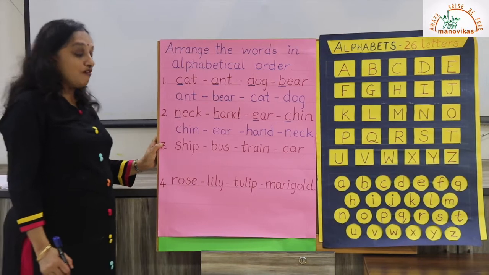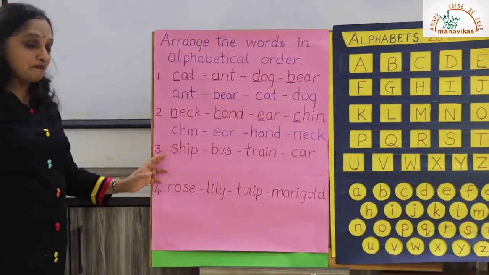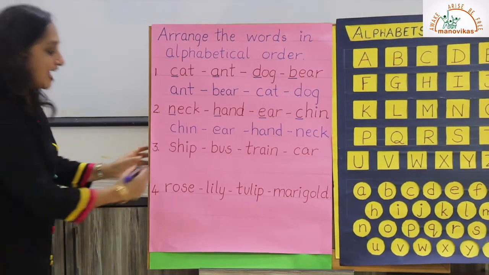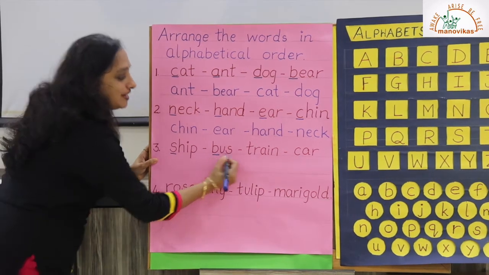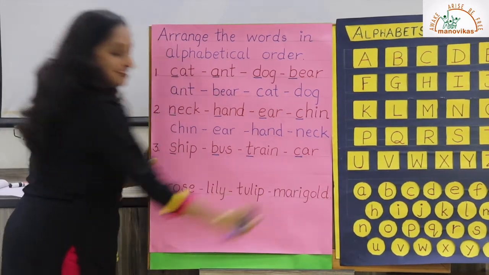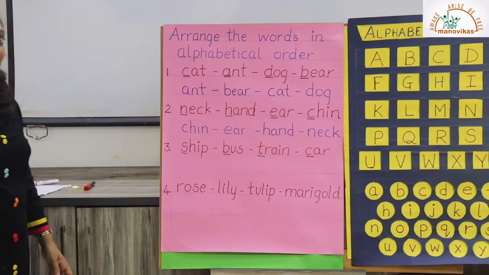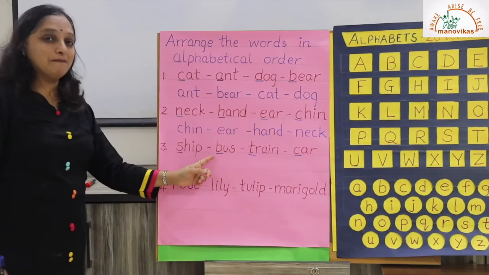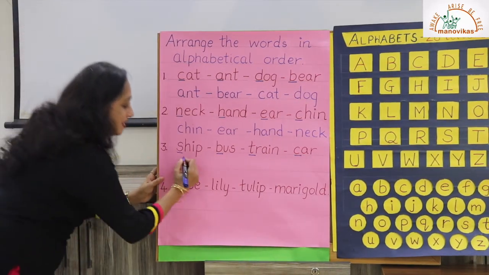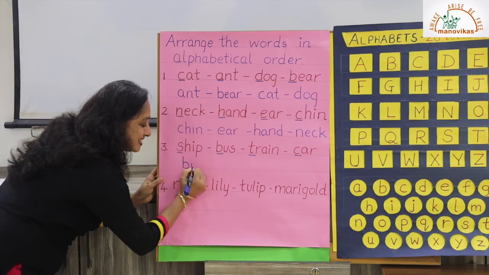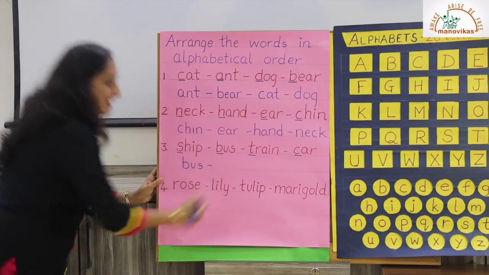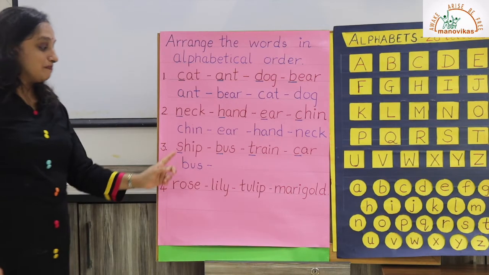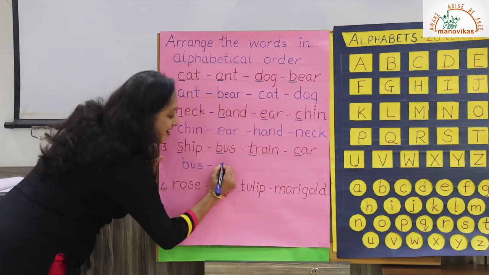So these are the group of vehicles. We have ship, bus, train, and car. So that is S, B, T, C. So which will come first? S, B, T, C. B, yes, right. Bus. Then we have S, T, and C. So after B, C, car.